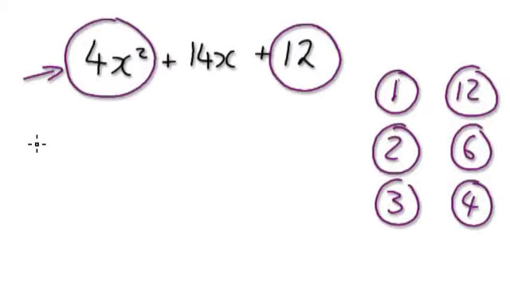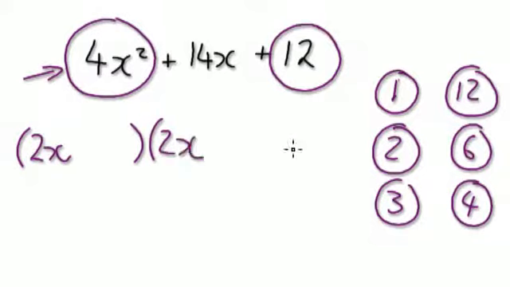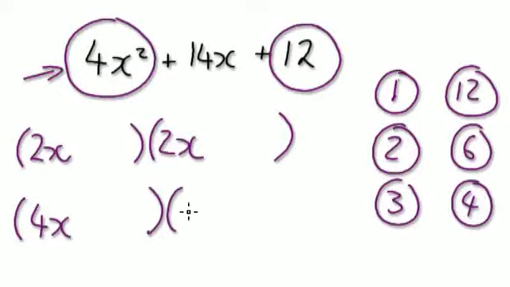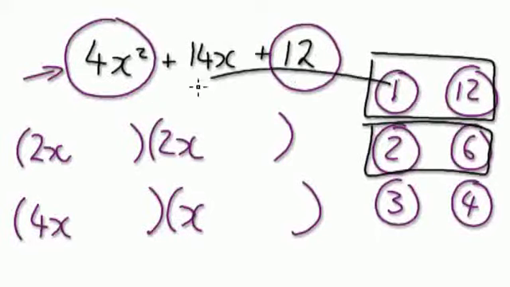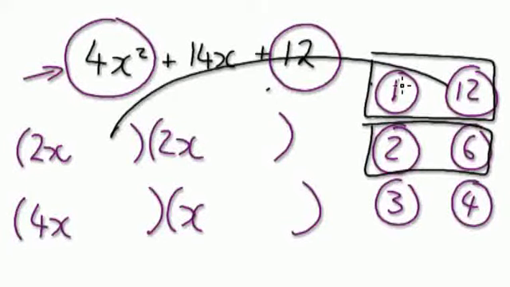In order to create the 4x squared, I could have 2x here and 2x over here, or I could have a 4x over here and just 1x over here, because when you multiply this with this, that will give you 4x squared. Okay, so now it's just a matter of picking and trying to match the right set. Well, let's put the 1 into here, and then the 12 into here.